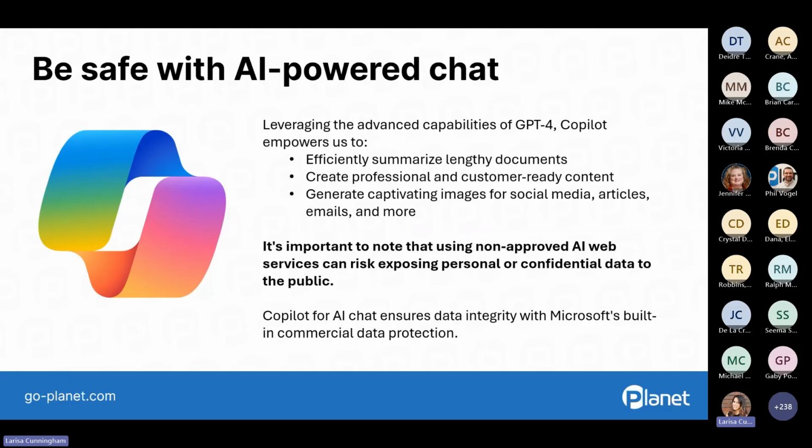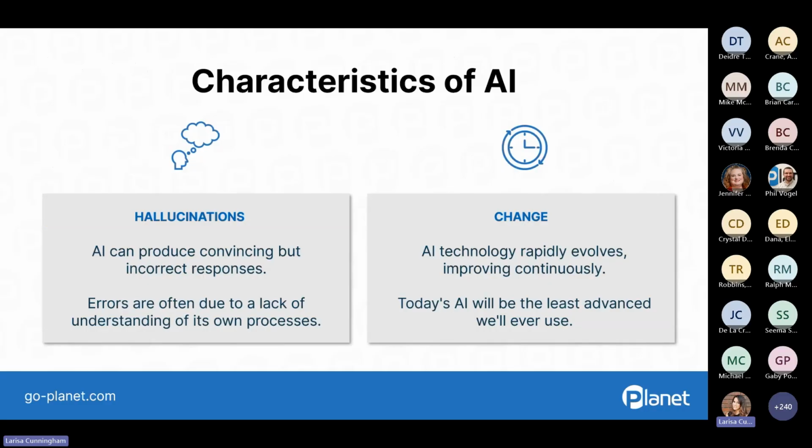So that is why it's so important to be aware of utilizing anything that's not an approved AI web service for your organization, and that might pose some additional risks there. So just something to keep in mind, but the good news is that we have a lot of those safeguards in place with Copilot. So when we're working with AI, there's two main characteristics I want to point out before we get too far into the details.